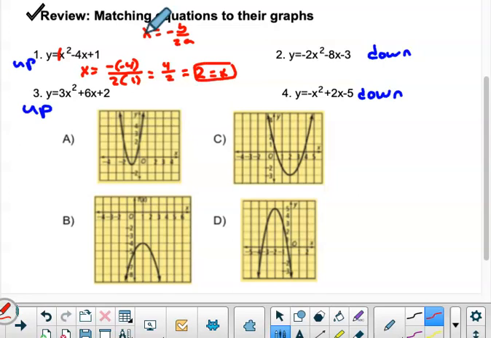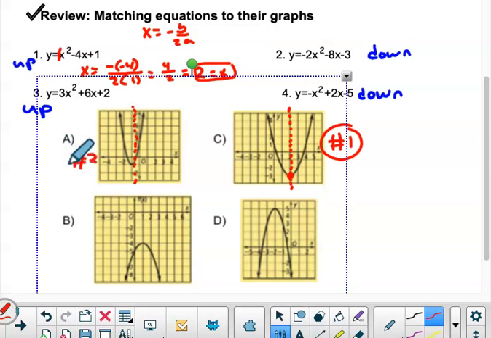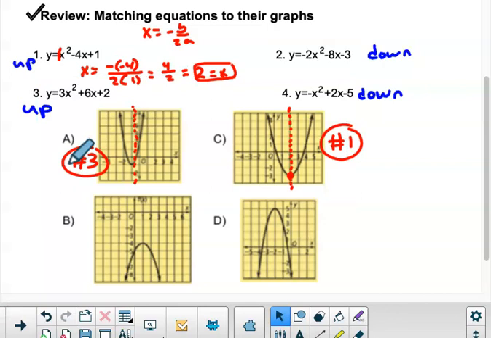So that means when I'm looking at a graph, I'm looking at a vertical line going right down through the middle at x equals 2. So the vertex would be at 2 comma something. So it looks like this is going to have to be the number 1 graph, because the other one that opens up does not have an axis of symmetry of 2. It has an axis of symmetry of, it looks like, negative 1 this time. So then that means I know that this one will have to be the number 3 graph, because that's the only other one that's going to open up. So I have those two.